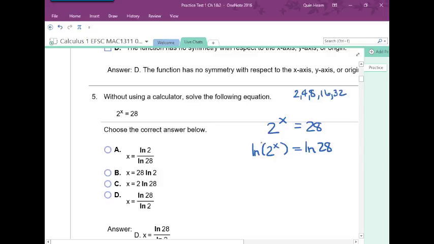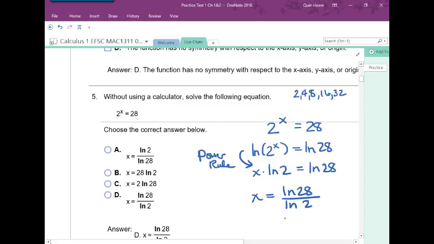Well, there's a rule of logarithms, or a property of logarithms, that says that if you take the natural log of 2 to a power, you can bring the power out front and multiply by that power. So this left side turns into x times the natural log of 2 according to the power rule. And then we still have natural log of 28 on the other side. To get x by itself, we're going to divide by natural log of 2. It's going to give us natural log of 28 over natural log of 2. Okay, now that was using the power rule.